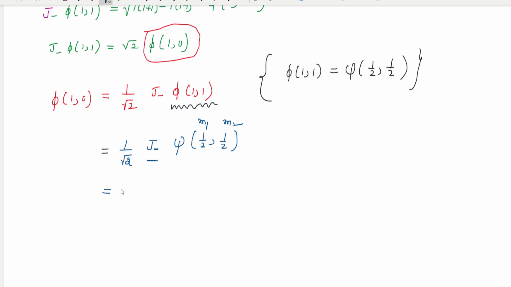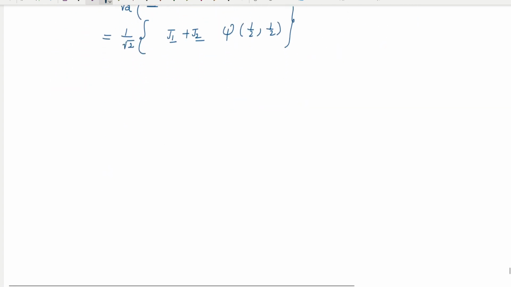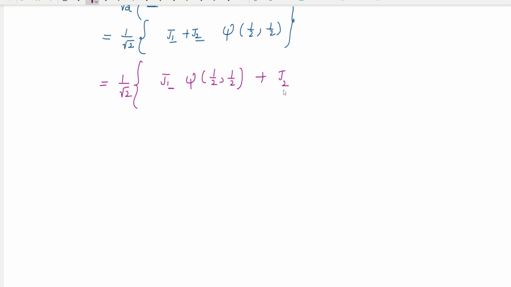So that equals 1 divided by root 2, j1 minus plus j2 minus, on this wave function psi 1 divided by 2, 1 divided by 2. So 1 divided by root 2, j1 minus, I am going to apply on this quantum state, 1 divided by 2 comma 1 divided by 2. The second one is j2 minus, on the quantum state 1 divided by 2 comma 1 divided by 2. So this is m1, this is m2, this is m1.